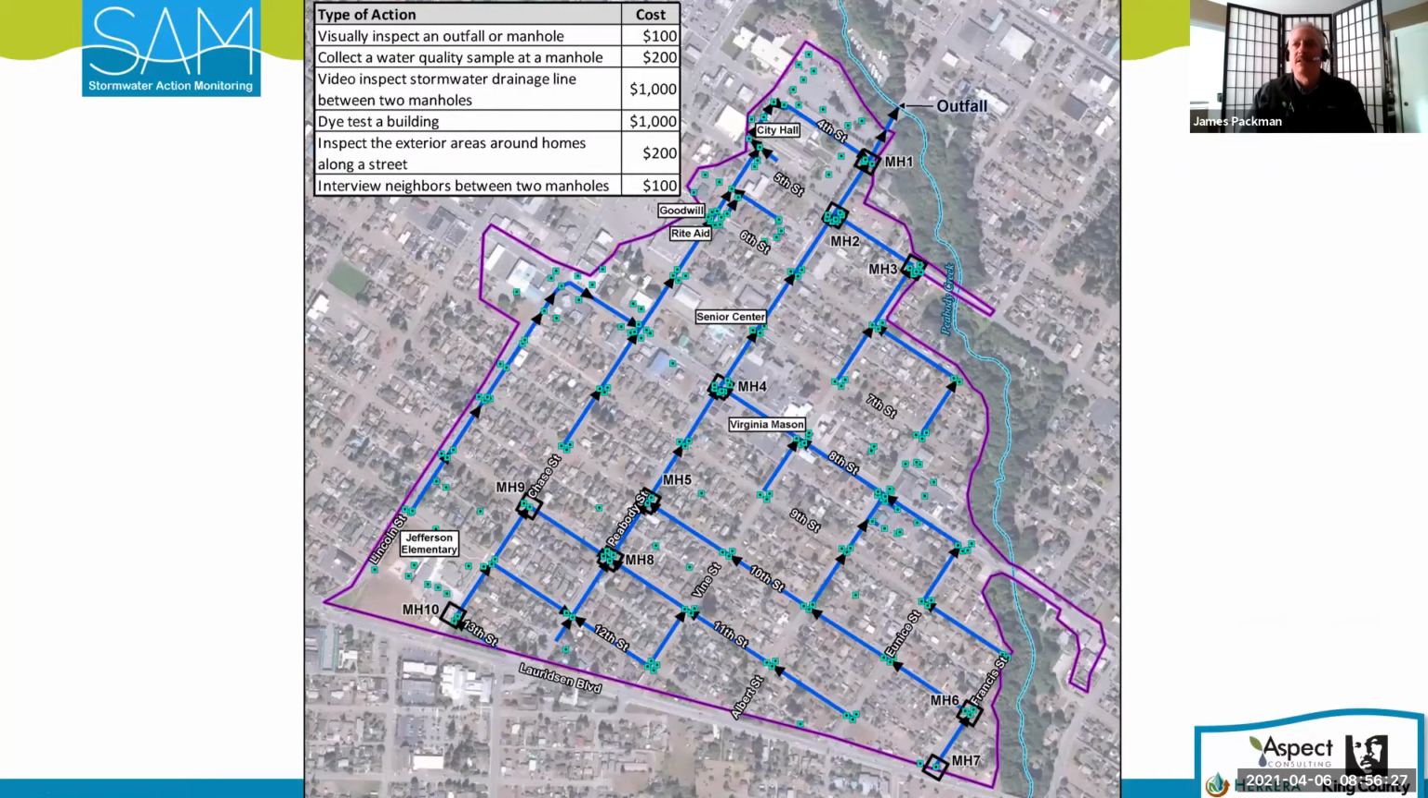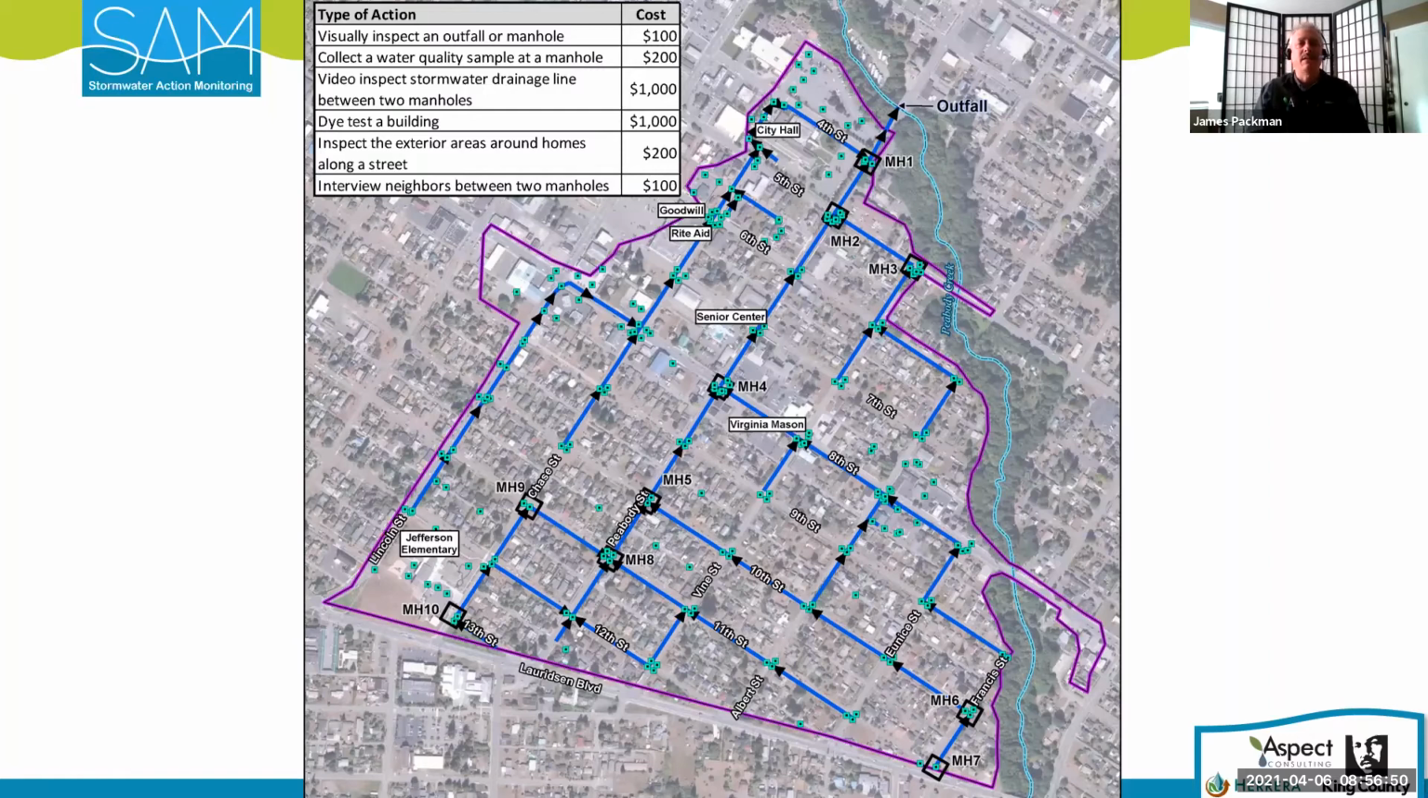And as you can see here, it's a residential urbanized watershed with a creek on the right side flowing from the bottom to the top, or south to north, and you see the outfall noted at the top. The teams have their choice of any of these 6 actions that are noted in the inset box in the map, and there's an approximate cost associated with those actions.